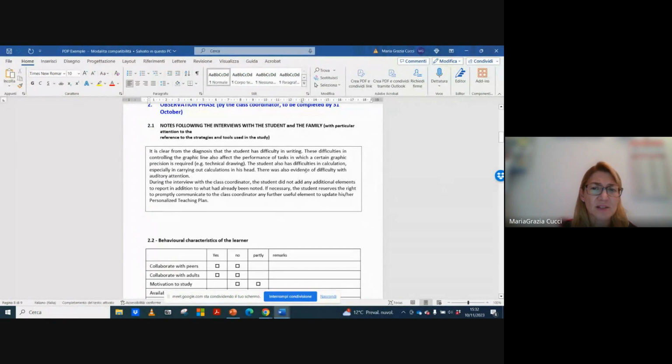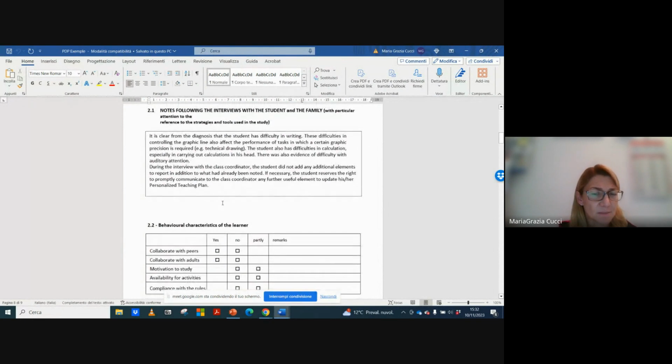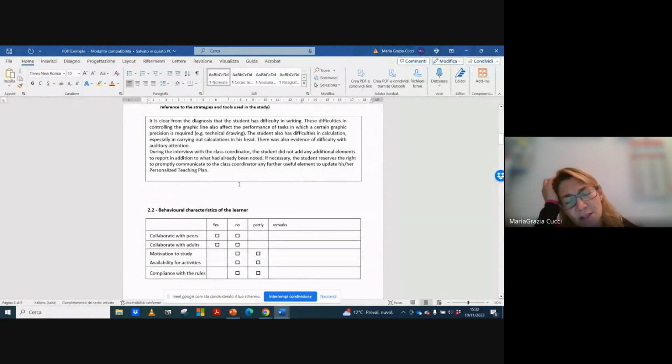If necessary, the student reserves the right to promptly communicate to the class coordinator any further useful element to update his or her personalized teaching plan. Okay, so then you find some checklists that were thought to be quicker to complete, also because if you have many students in this situation, you need tools that are effective and easy to use.